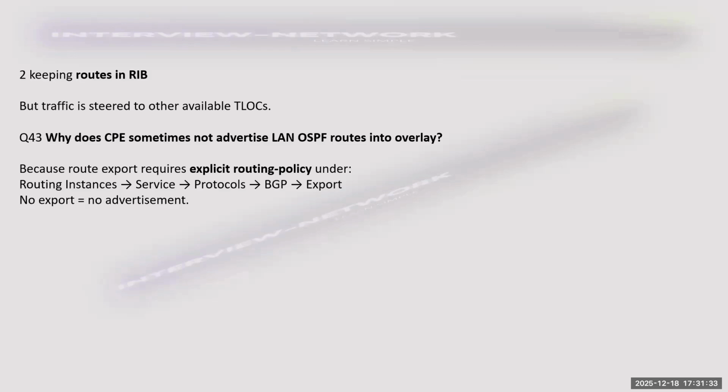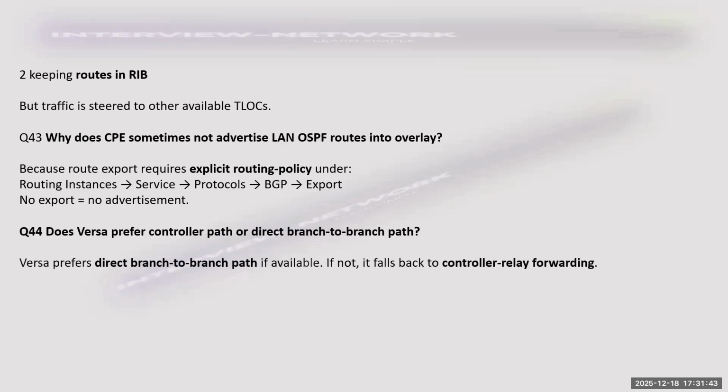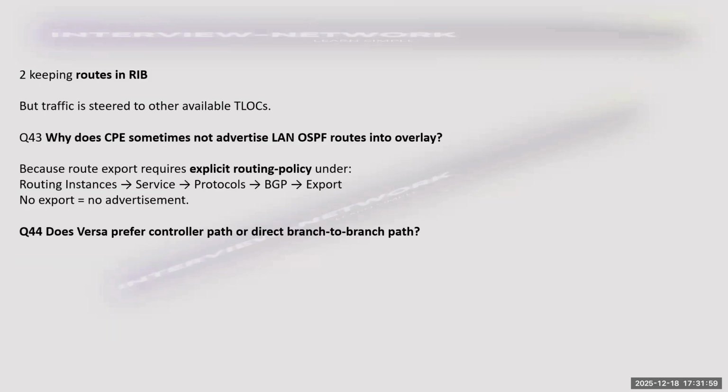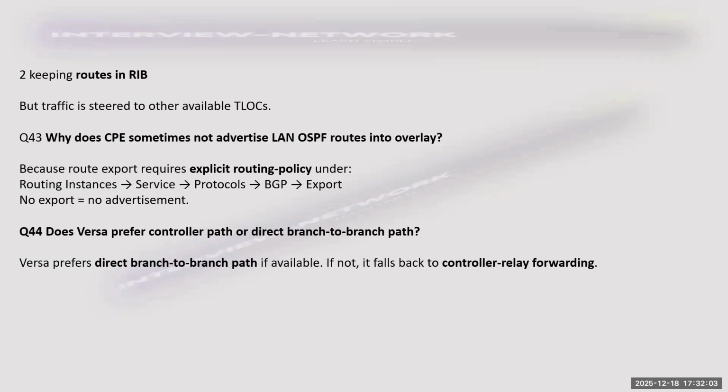So to move traffic from underlay to overlay, you have to select the export statement or option so that your LAN traffic will be moved to the overlay. Does Versa prefer controller path or direct branch to branch path? Versa prefers direct branch to branch path if available. If not, it falls back to controller relay forwarding.